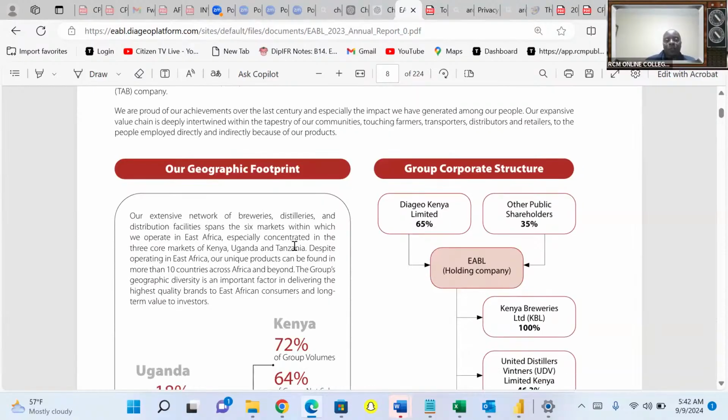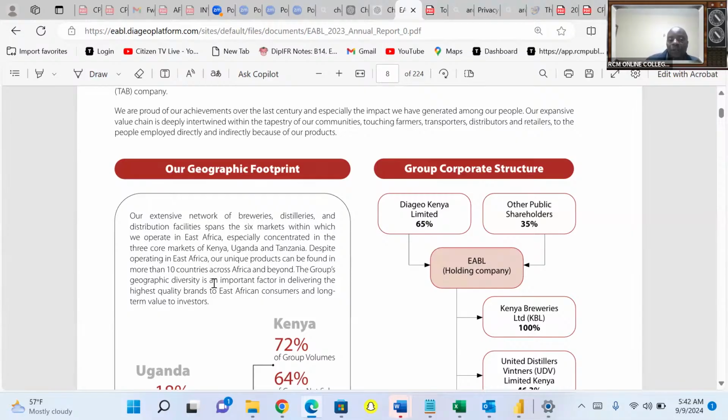Our geographic footprint, our extensive network of breweries, distilleries, and distribution facilities span the 6 markets within which we operate in East Africa, especially concentrated in the 3 core markets of Kenya, Uganda, and Tanzania. Despite operating in East Africa, our unique products can be found in more than 10 countries across Africa and beyond. If you go to South Africa, you'll be able to get a beer from EABL.